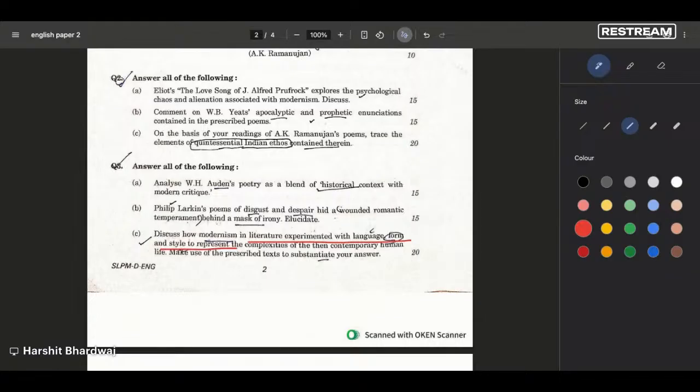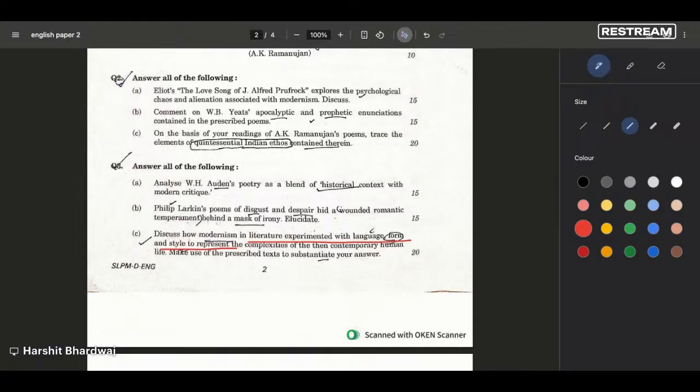In a sense, this is a pretty decent copybook definition of modernist literature. Modernist literature experimented with language, form, and style. For what? Why did they devise all those techniques, stream of consciousness, interior monologue, all that? That is to be able to demonstrate, illustrate, represent the complexities of human life in the modern age. That is what they were trying to do. So this is a pretty copybook definition.